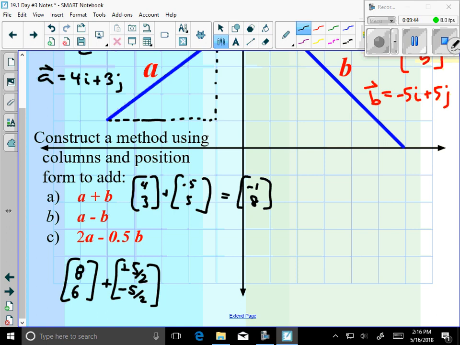Okay. So I distribute this -0.5 to both the parts of B, and I add them together. That to me looks like 21 halves. And what would that be? 12 halves minus 5 halves would be 7 halves.